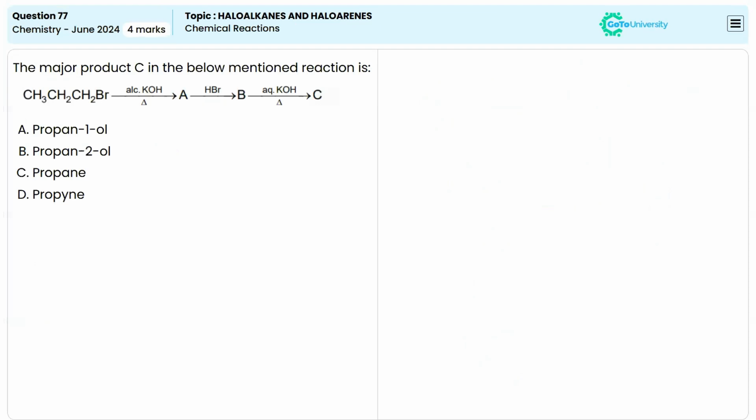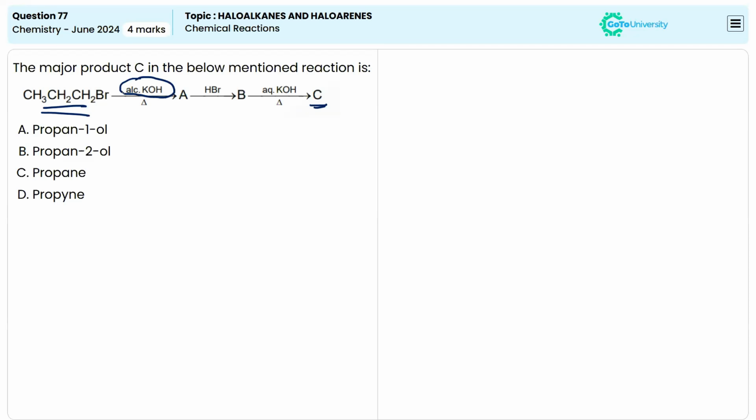Now let us discuss the next question. Here also we have a reaction series and we have to find out the final product C in the reaction. So this is also similar to that of the first question, right? Okay. So we are starting from the reactant. The reactant is bromopropane, which means a bromine atom is present in a 3-carbon chain. So the first reagent is alcoholic potassium hydroxide.